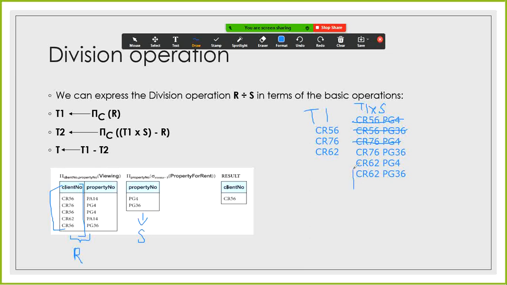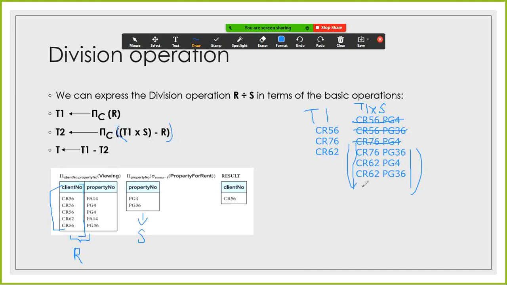So we get these three values when we subtract R from T1 cross S. Now these are the values which are present in T1 cross S and not in R. Okay, now we have to again project C over the result of this expression. This is the result of this whole expression and we have to project C from it.